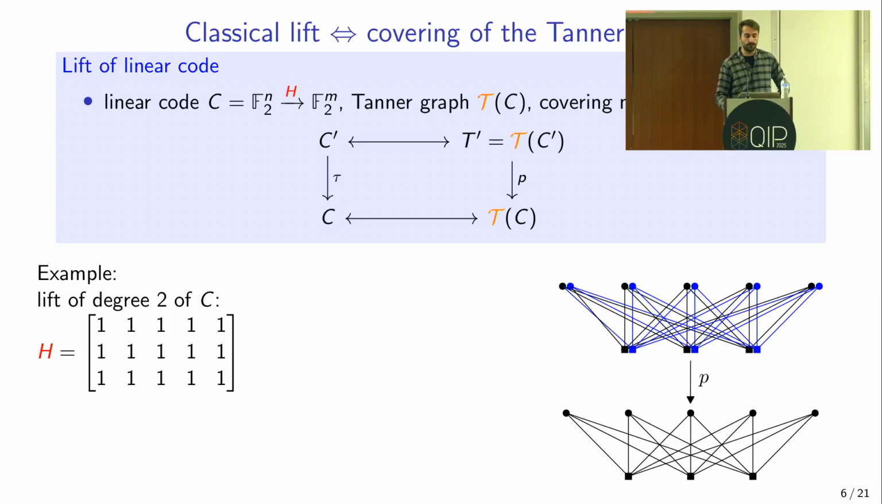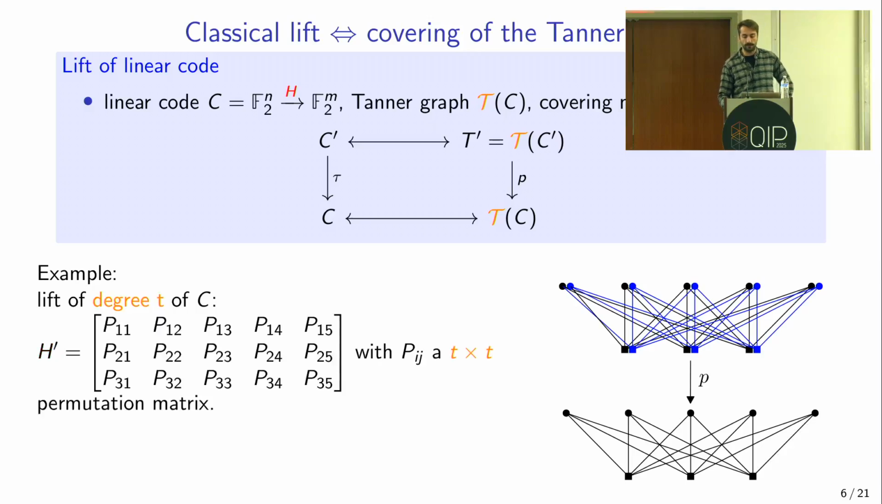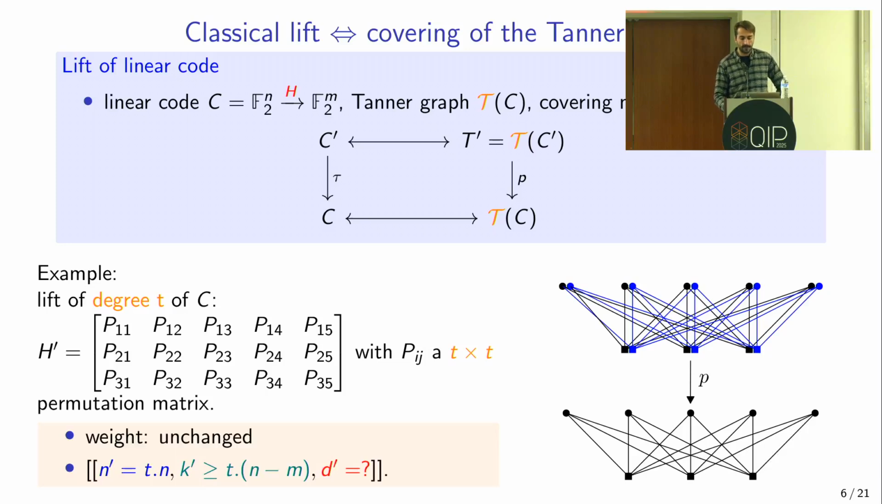Then there's a relation between C prime and C, which is a certain chain map. Here it was a degree 2 lift, but we could do a degree T lift, and we would obtain a matrix like that, with P_ij being T by T permutation matrices. It's very nice to create LDPC codes, first of all because the weight of the parity check matrix is unchanged. And it's flexible because we can have codes of length an integer multiple of the original codes. For the dimension, we have a lower bound. But for the distance, it's a bit tricky.